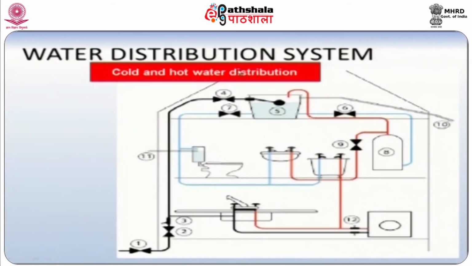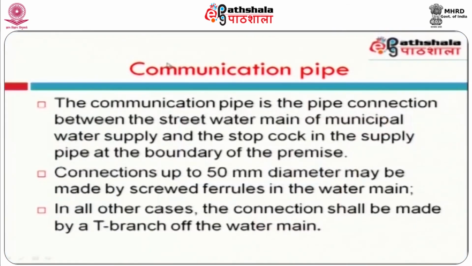So, this is a water distribution system with hot water and cold water arrangement. We have a heater to supply the hot water and an overhead tank to provide the cold water. The water is supplied to the overhead tank from the source, and the blue line indicates the cold water supply. The water is also taken to the heater and again distributed to the different fixtures. The communication pipes are the pipes from the overhead tank to the different fixtures. Here the connection will normally be 50 mm and more.